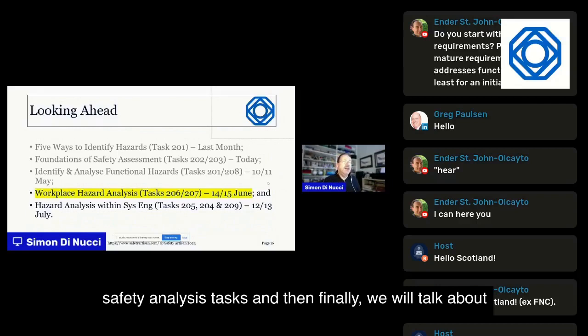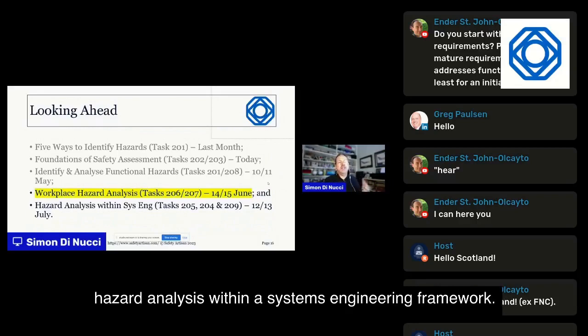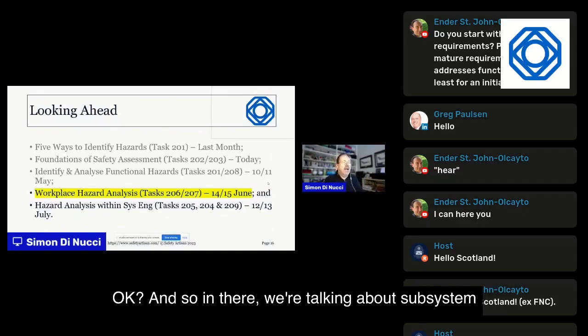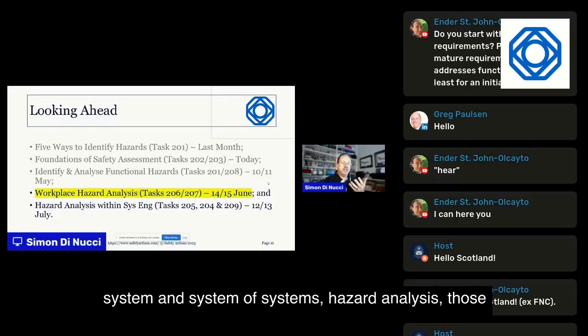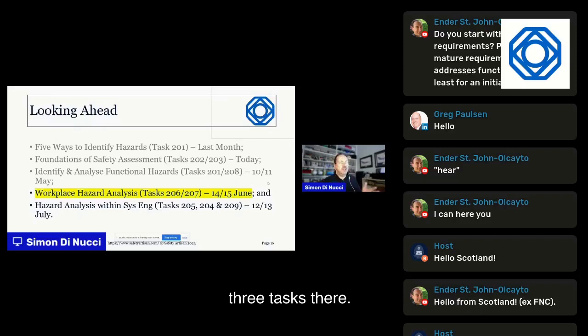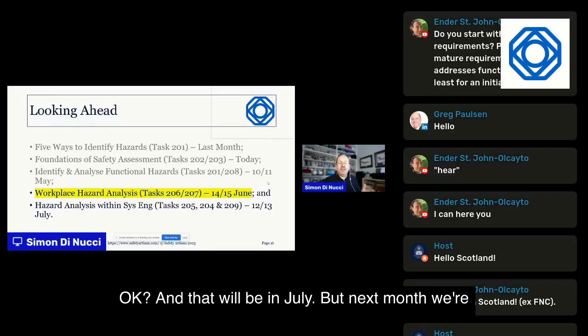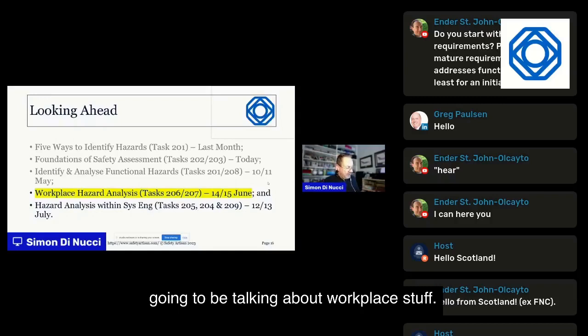And then finally, we will talk about hazard analysis within a systems engineering framework. In there, we're talking about subsystem, system, and system of systems hazard analysis, those 3 tasks. And that will be in July. But next month, we're going to be talking about workplace stuff.